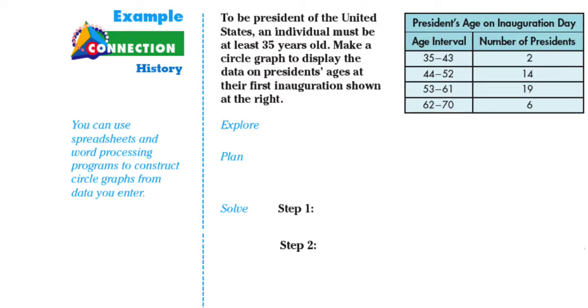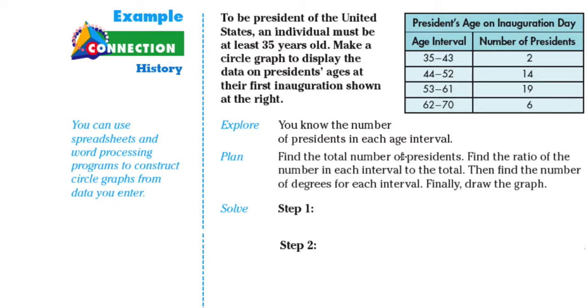Let's find out how to do this. First and foremost, we know the number of presidents in each age interval. In order to create our circle graph, this is how we plan to do it. First, we find the total number of presidents. Then find the ratio of the number in each interval to the total. Then find the number of degrees for each interval. Finally, draw your graph.